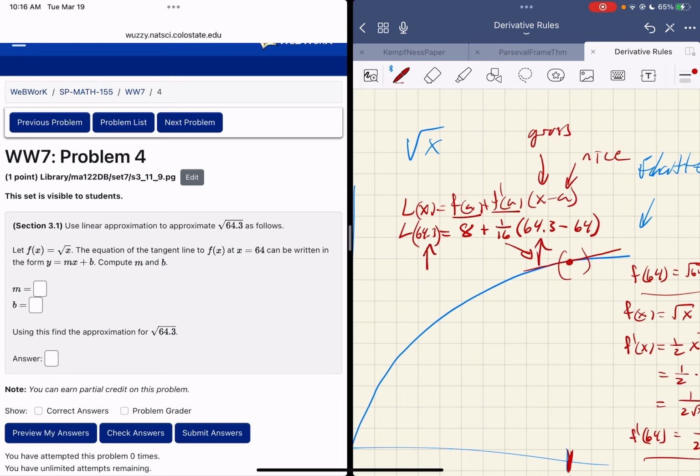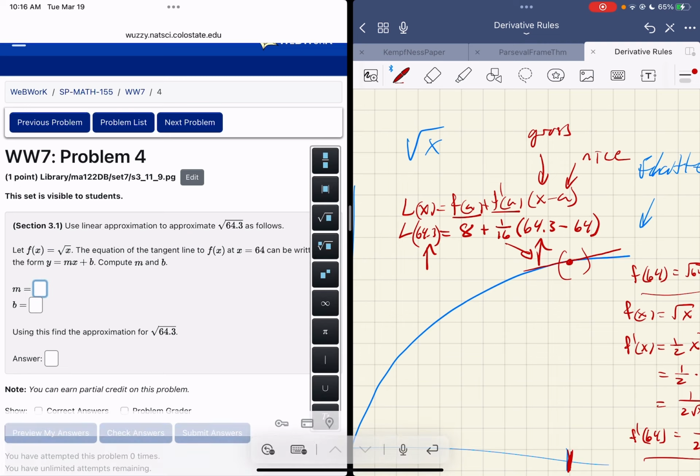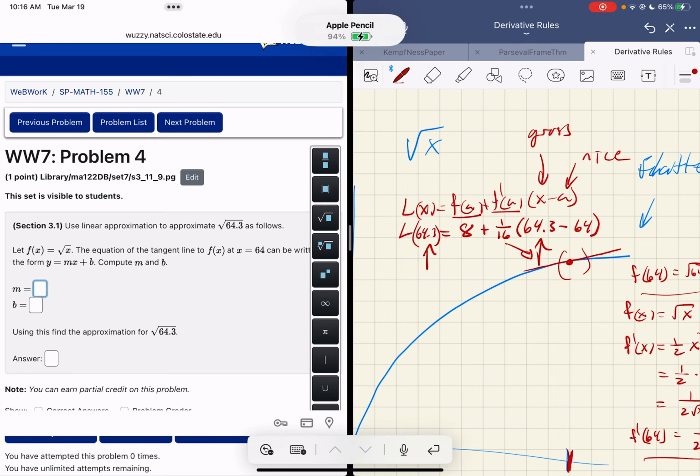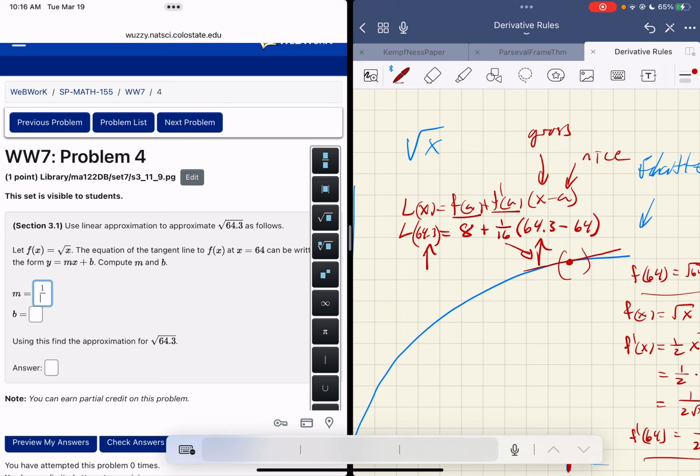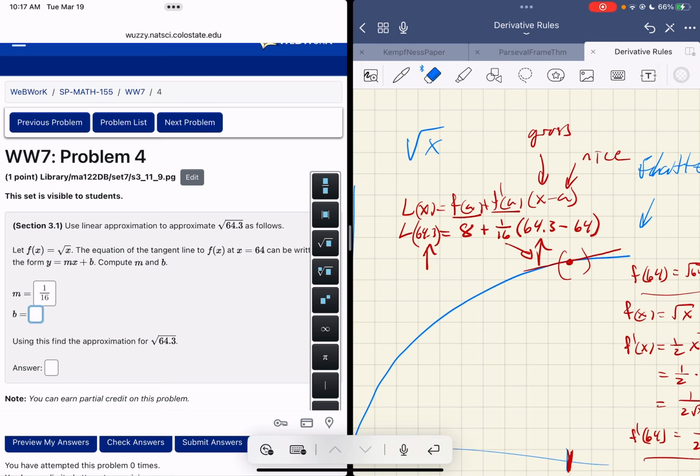Otherwise, those would just be x's. All right, but let's enter all the stuff they want. So what was the slope in this equation? It was 1/16. What is the b value? Okay, fine. So we have to do some algebra here. So let me briefly make this back to an x, not u.